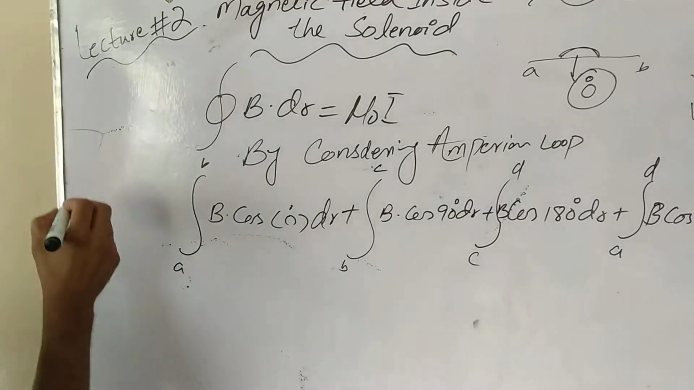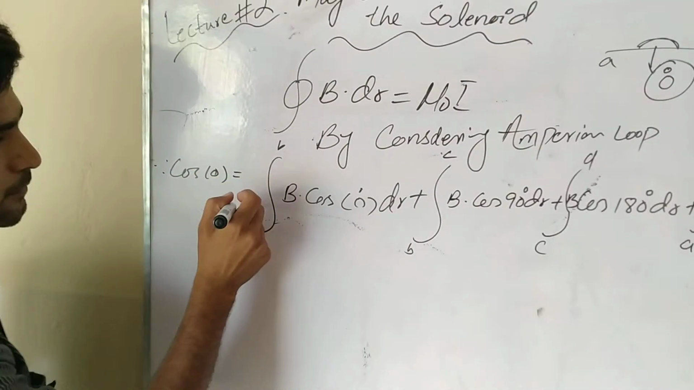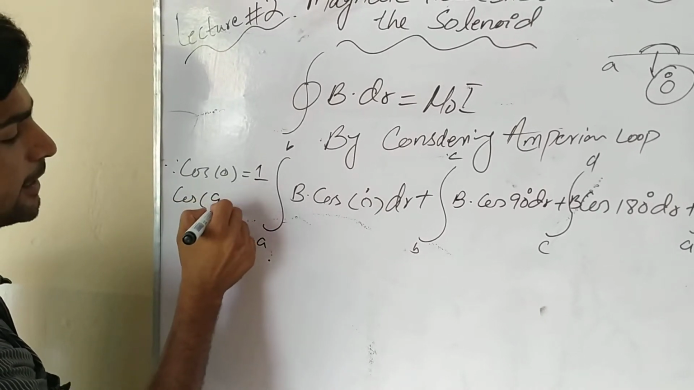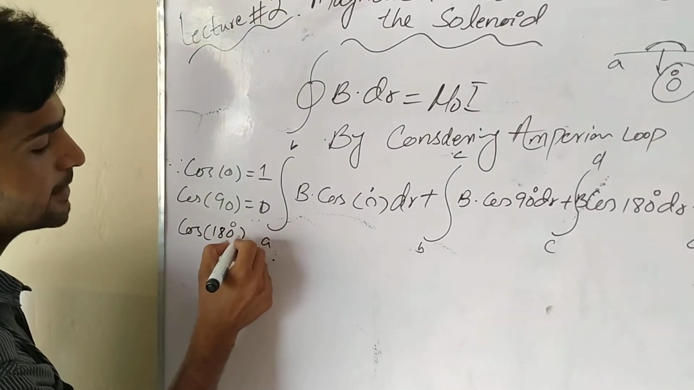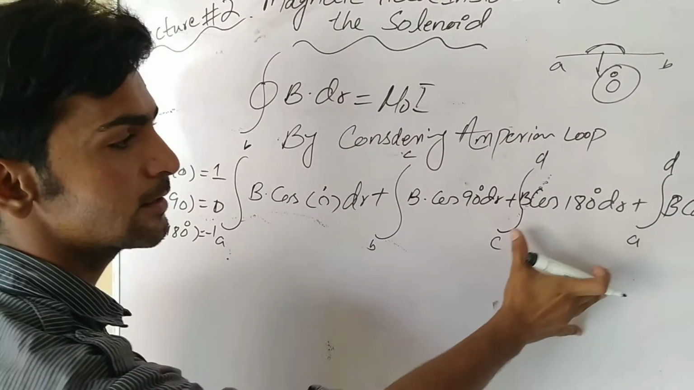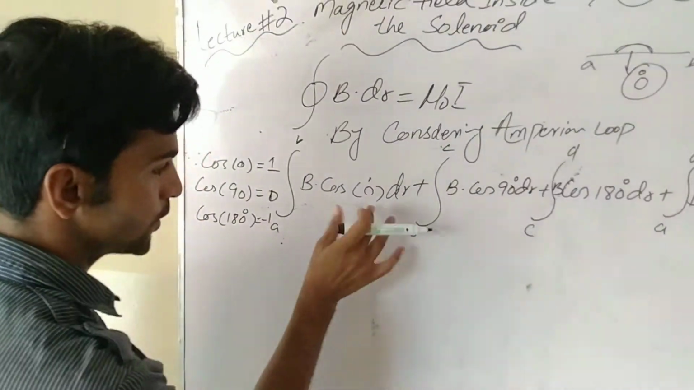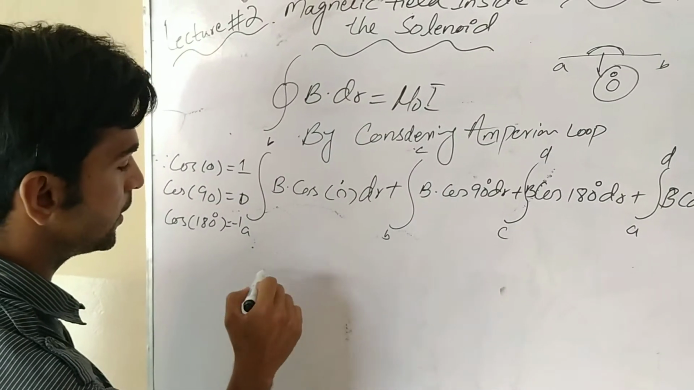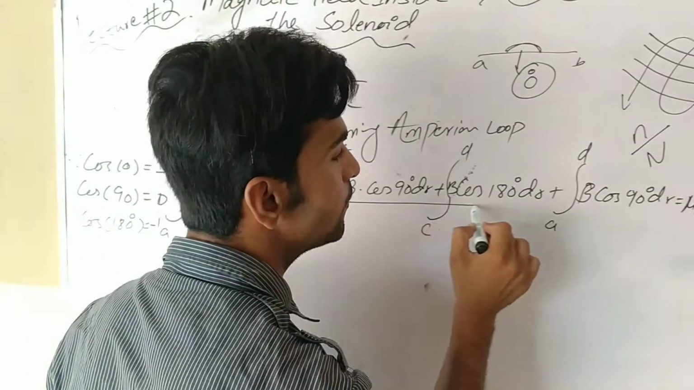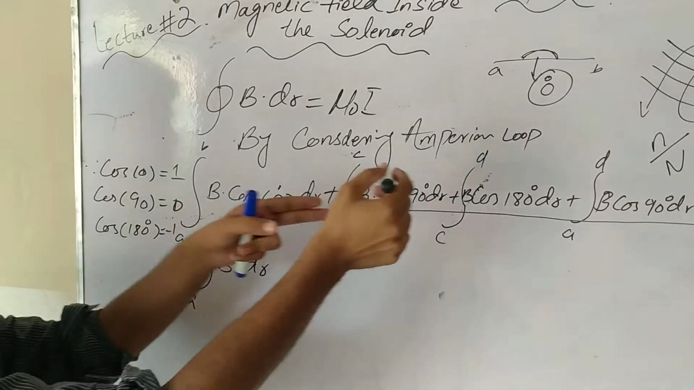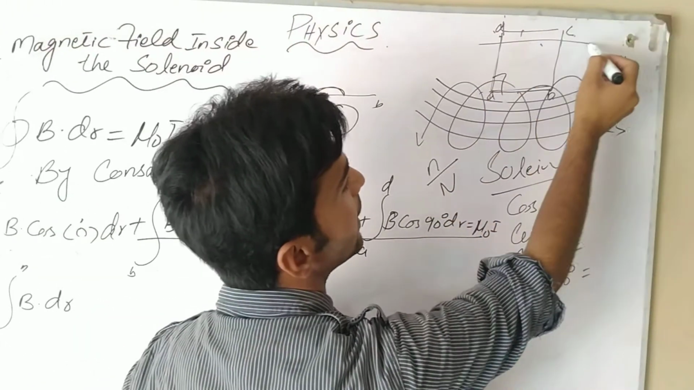So well guys, we know that cos 0 degrees is equal to 1, and cos 90 degrees is equal to 0. Similarly cos 180 degrees is equal to minus 1. So here we just replace their values. I am writing it in working form for the ease of the students. So cos 0 degrees is equal to 1, so the remaining term is B dot dl along AB. The whole term CD will vanish, because if we put 0 inside, it changes into vanish, and this is B outside, because outside the magnetic field is 0.